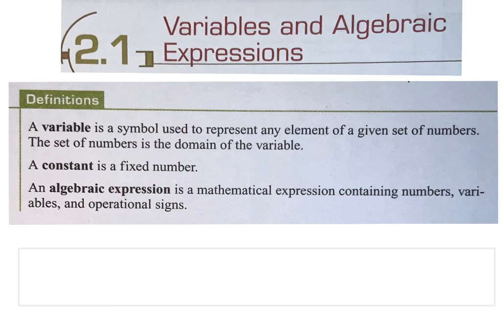The other thing that you'll see in algebraic expressions is a constant. Now, if a variable varies, a constant does not. And so a constant is just a fixed number. So if you have a fixed number that does not have a variable next to it, it is called a constant. An algebraic expression then is an expression containing numbers, variables, and operational signs. By operational signs, they mean plus, minus, multiplication, division, exponents, things like that. So algebraic expressions are mathematical expressions that combine numbers, variables, and operational signs.